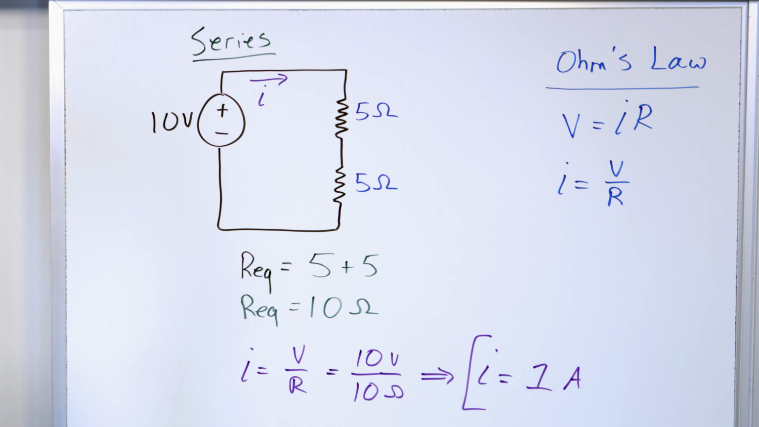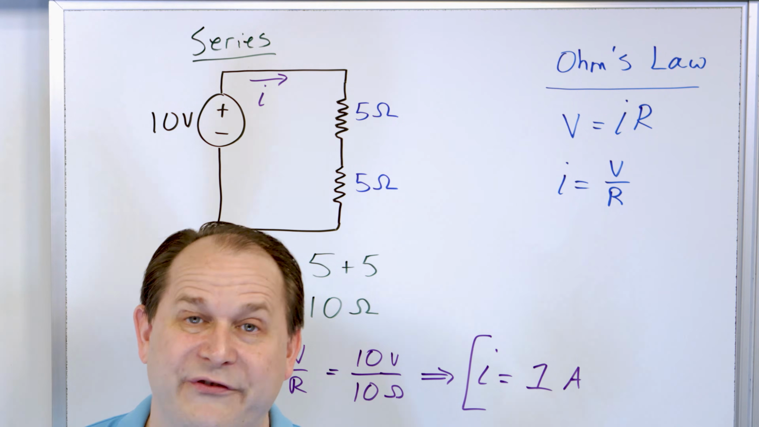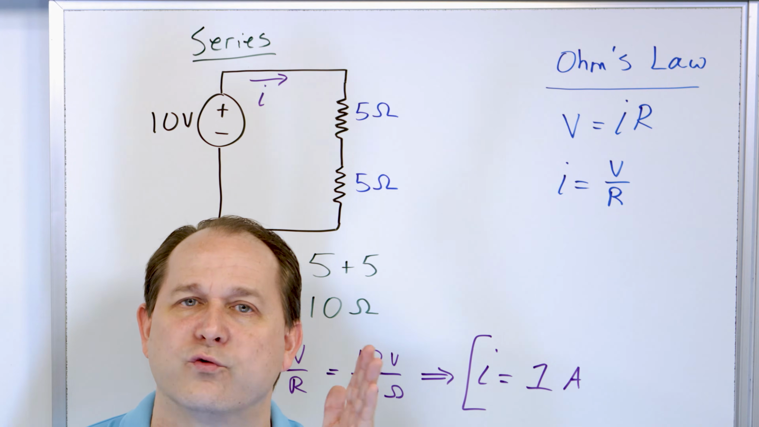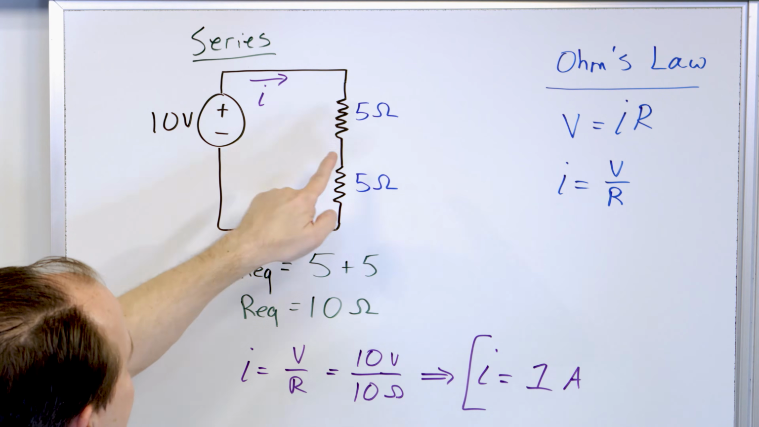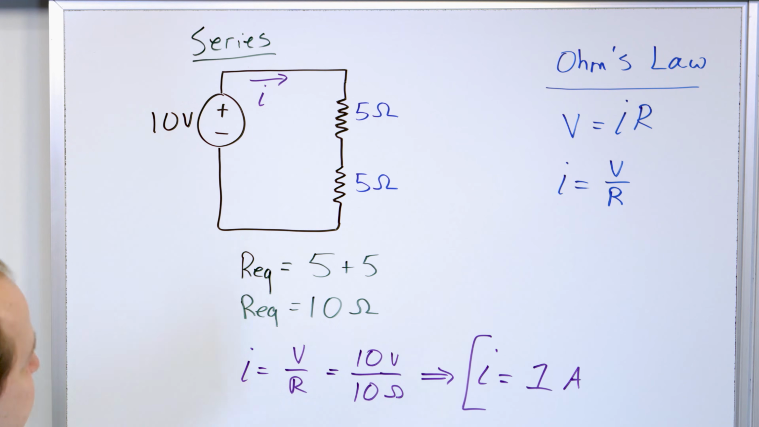And the ampere is a unit that relates to how many charges per second are flowing past a point. It's directly related to how many charges per second are flowing. All right, so we're saying that there's 1 amp of current in this situation.